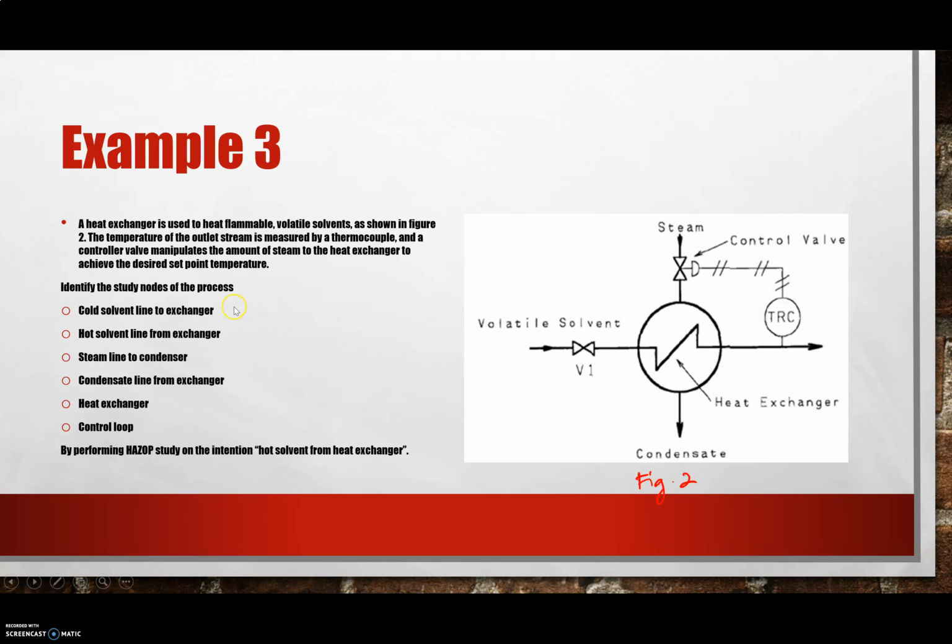The cold solvent line to heat exchanger. Try to identify which one is the cold solvent line to the heat exchanger. Hot solvent line from heat exchanger. Where is the steam line to condenser? Condensate line from heat exchanger, and control loop. Then performing HAZOP study on the intention of hot solvent from heat exchanger.